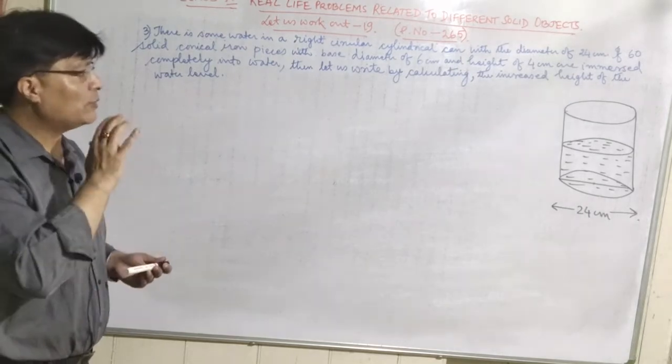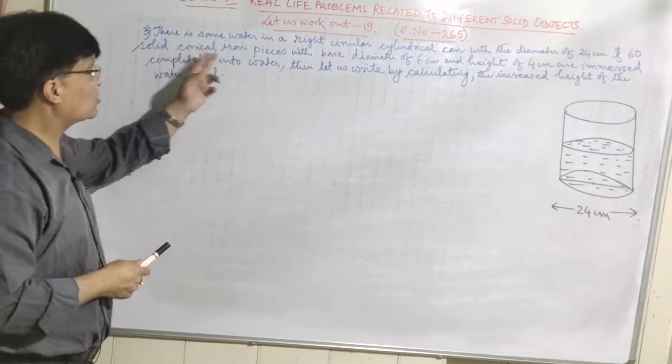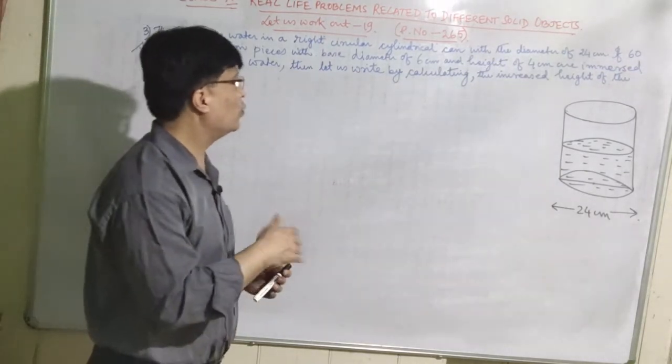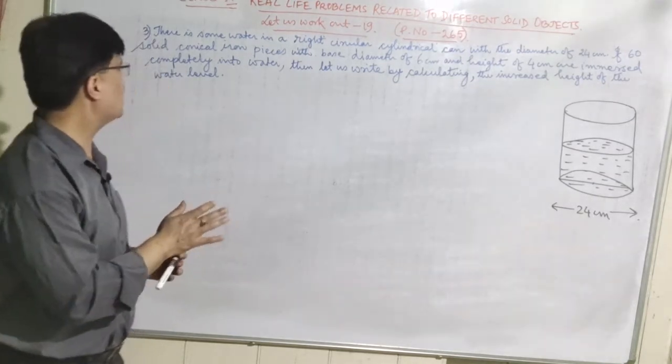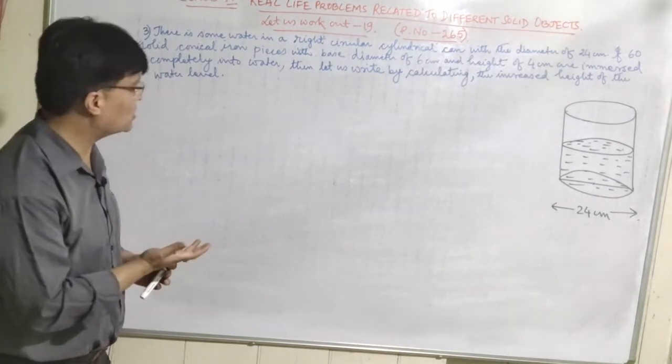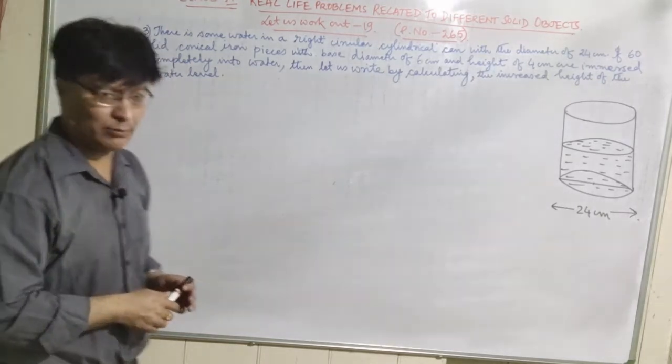Now in this case, if 60 solid conical iron pieces with base diameter of 6 centimeter and height of 4 centimeter are immersed completely into water, then let us write by calculating the increased height of the water level.